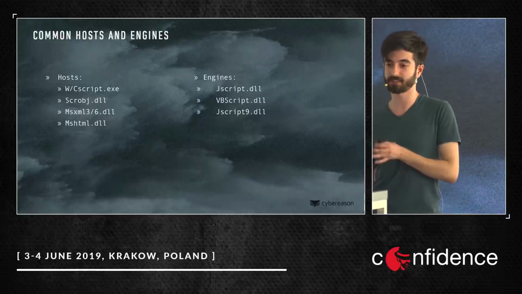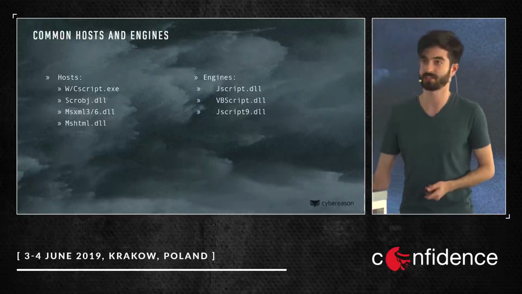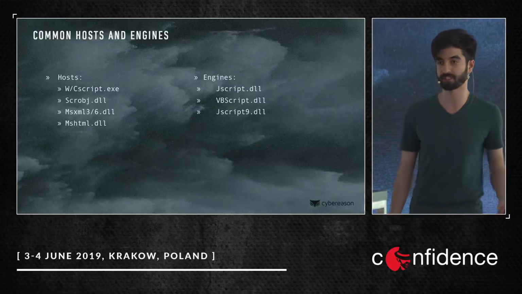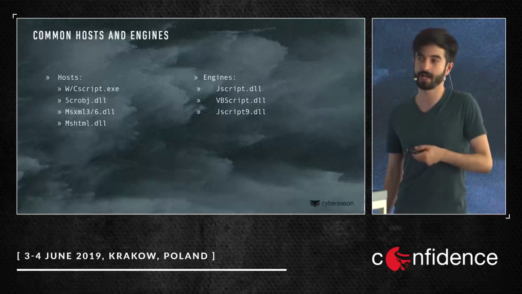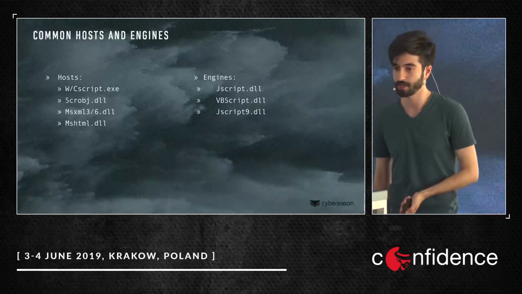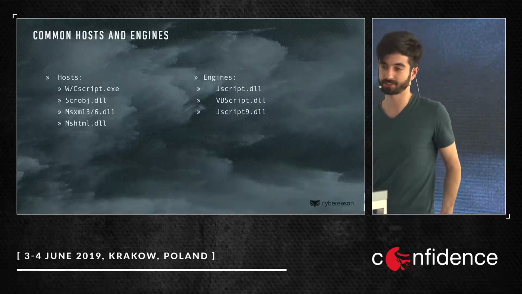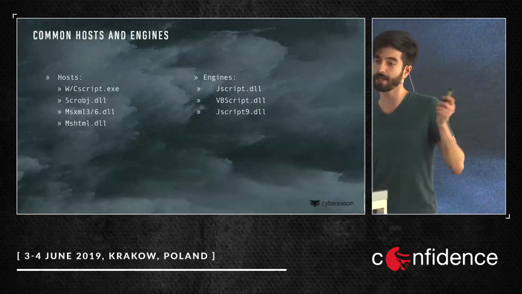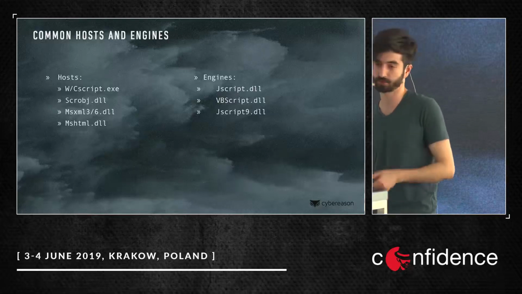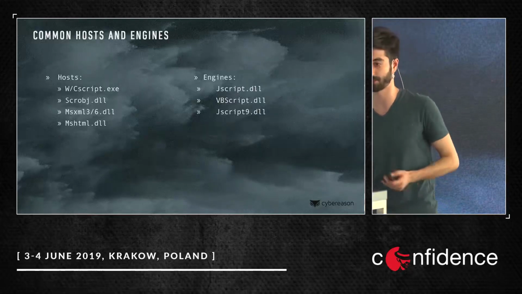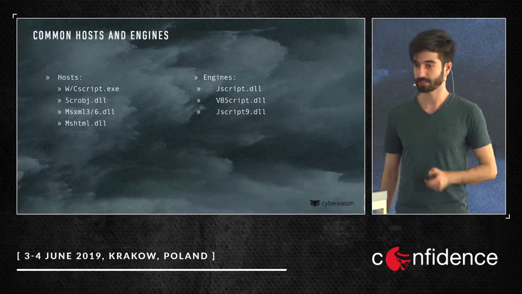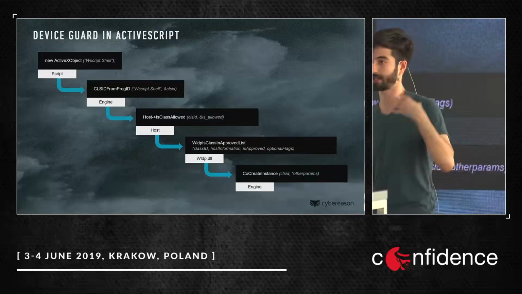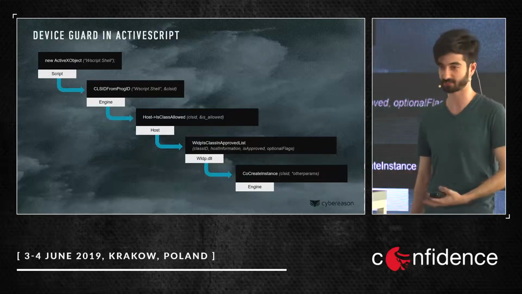You have MSXML 3 and 6, which implement the Microsoft XML engine. And you also have MSHTML, which is the HTML engine behind Internet Explorer and a bunch of other stuff. And in terms of engines, the most common ones are JScript.dll, which is JavaScript. You have VBScript.dll, and you have JScript9.dll, which is also JavaScript, because you can never have enough JavaScript. Anyway, let's see how Device Guard actually works and how it's implemented inside of ActiveScript.